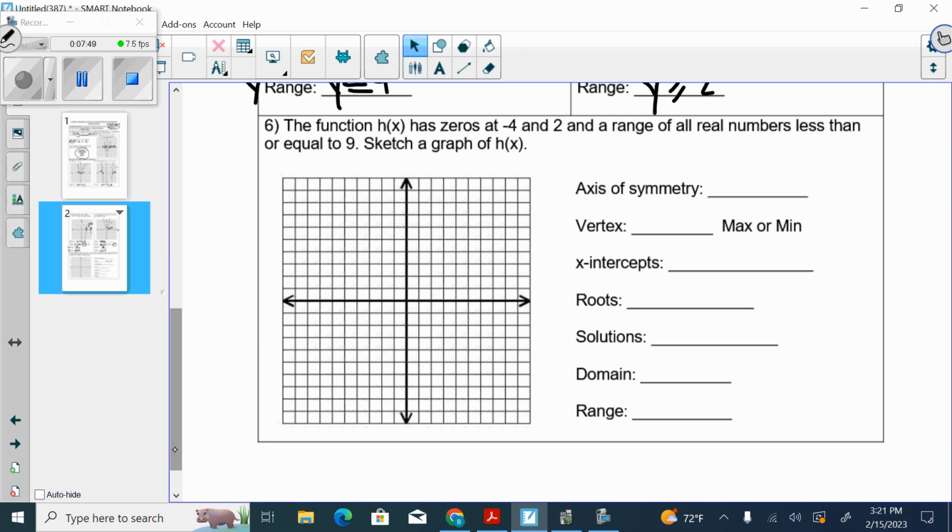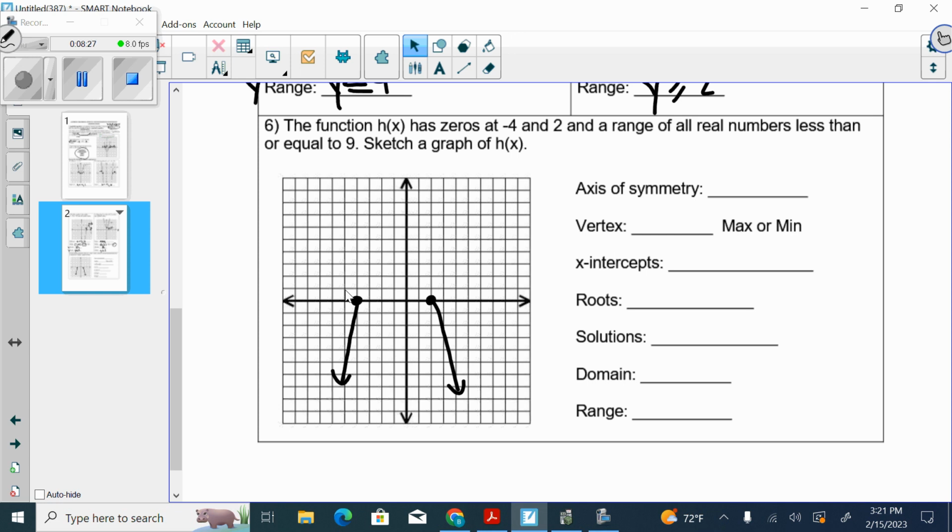All right, so on this one, we've got zeros at -4. So I'm going to put me a 0 at -4 and a 0, it says, at 2, right? Okay. Then it says that the range is all real numbers less than or equal to 9. If it's getting less, does that mean my graph has arrows pointing up or down? Down. Okay. So from here, I'm going to have arrows that are pointing down from these 2 points. And it wants us to finish sketching this graph. So we've already got the first part, right?